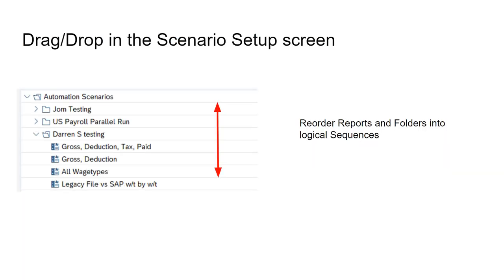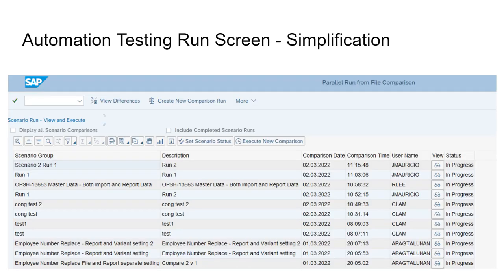The third one is that when you do set up the reports and your scenarios yourself, often you want to reorder things and move things around. So that's been made possible on the scenario setup screen now. You can drag and drop folders or reports into the order that you want, and also into particular folders if you want to consolidate folders and so on.